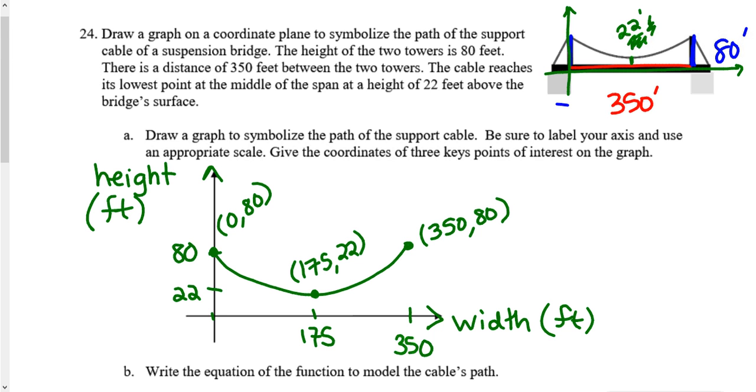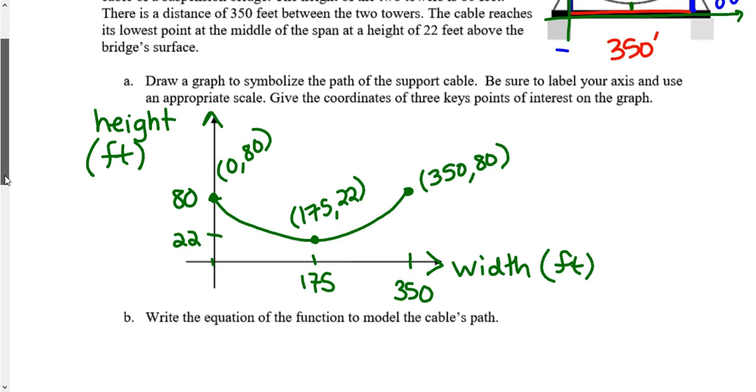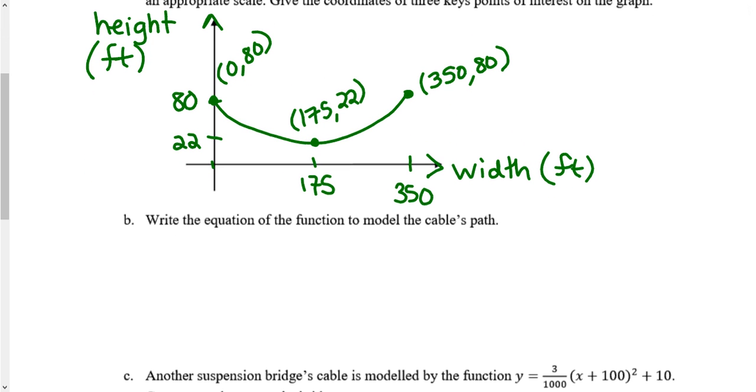All right, so my next question, part B, I'm supposed to write an equation of the function to model the cable's path. Let me scooch up a little bit here. So this is a quadratic function. So I'm going to start with y. I know I'm going to have a number that stretches on the outside of my parentheses. It's a squared because it's a quadratic. It makes a U shape.